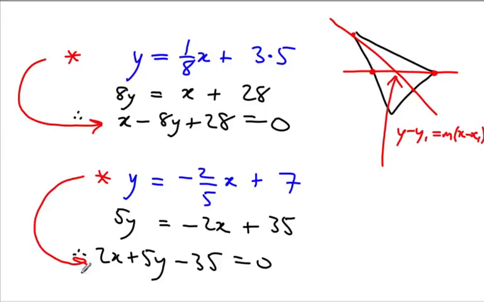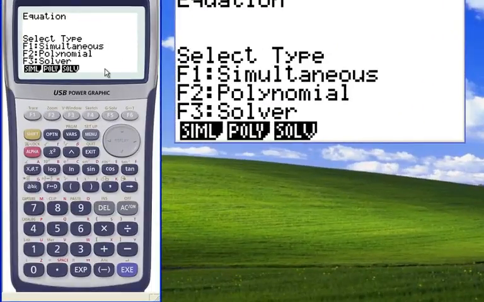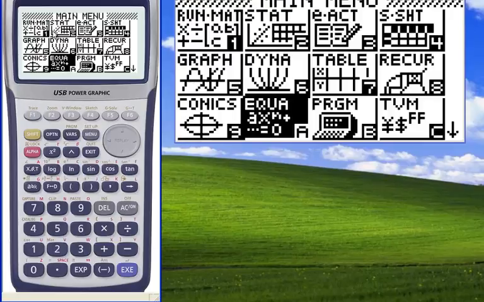Now we go to our calculator and we're going to substitute these equations in. I'm just going to very quickly write these down: x minus 8y and negative 28, and 2x plus 5y is 35. So first of all, you dial up your graphics calculator, and that looks like this. Yours looks sort of like this. I'll just go back to the menu. You select equations, which is the A button. So we select the A, which is there.